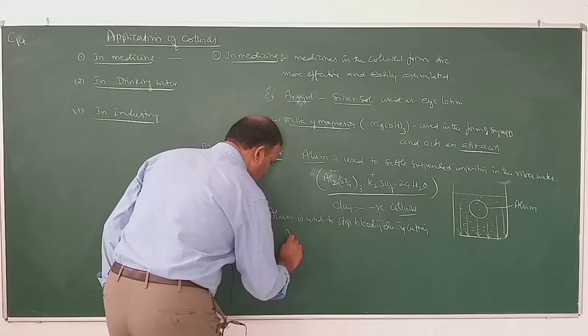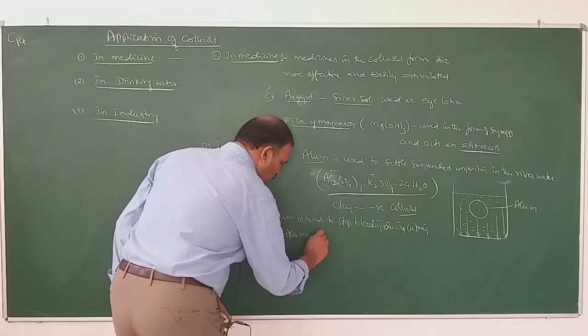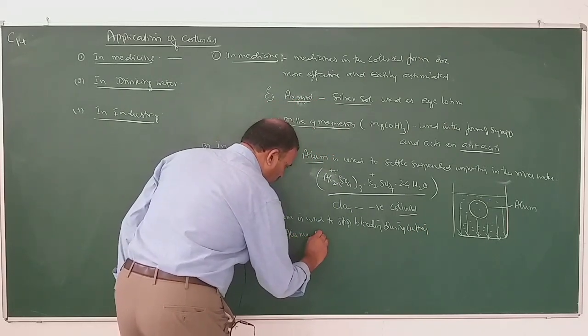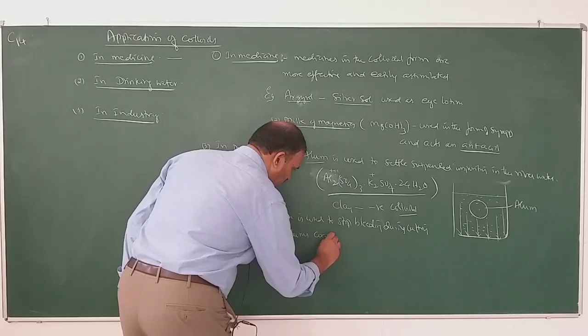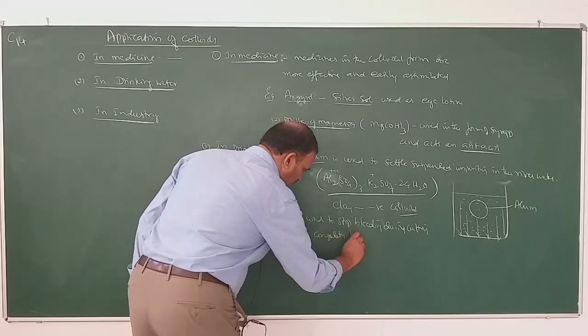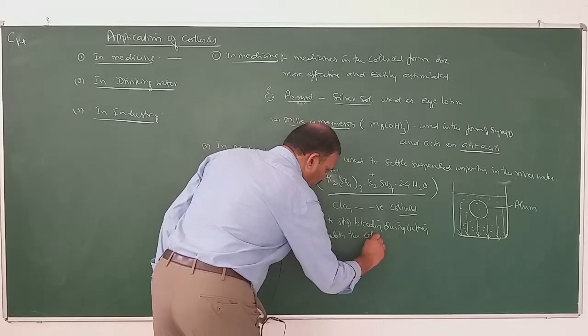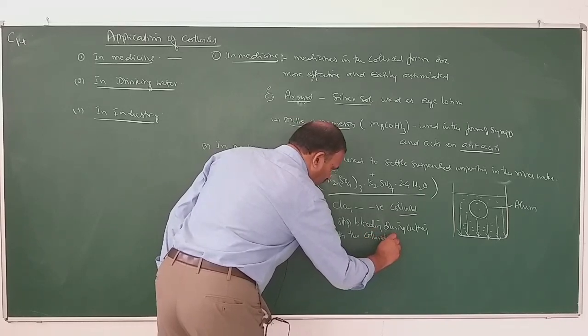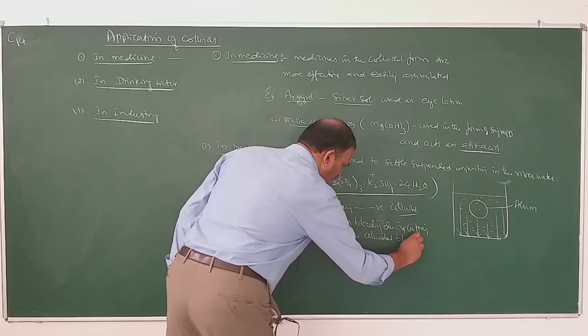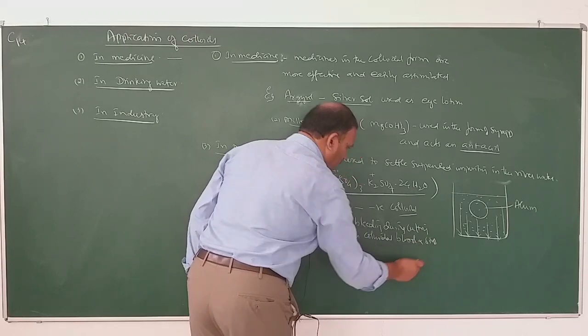So what does alum do? Alum coagulates the colloidal blood and stops bleeding.